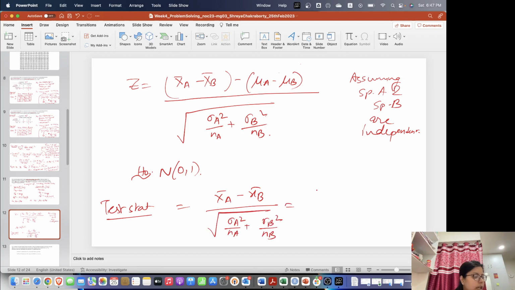So this will be 40 minus 42 divided by root over 18.5 by 400 plus 16.7 by 35. So this will be something around minus 2.06.